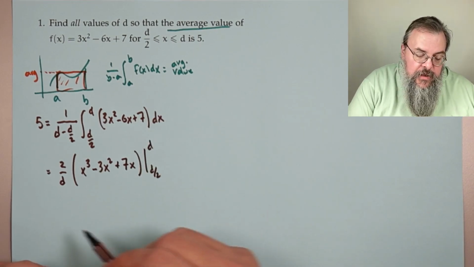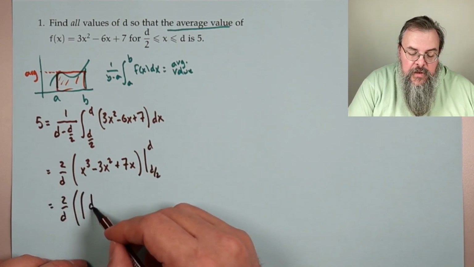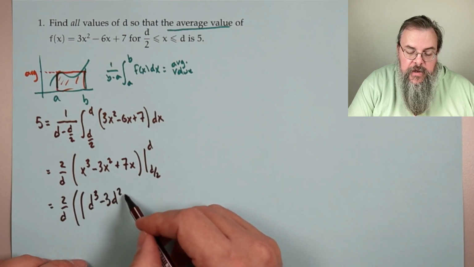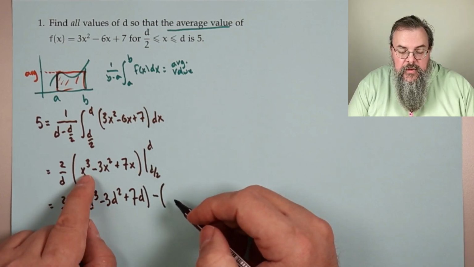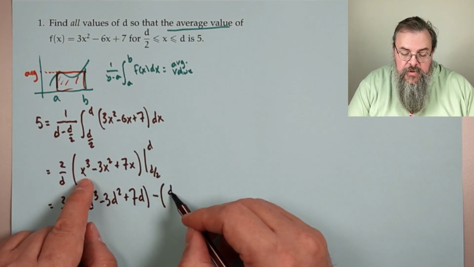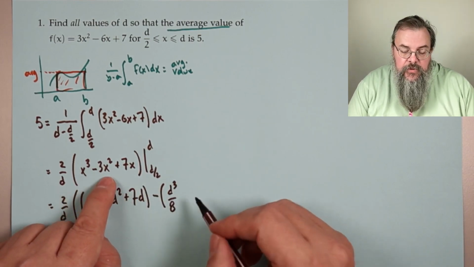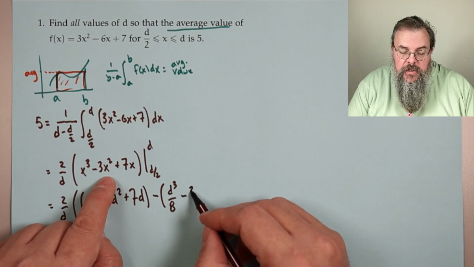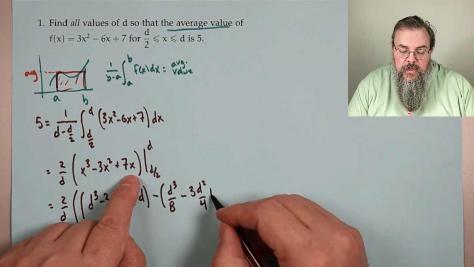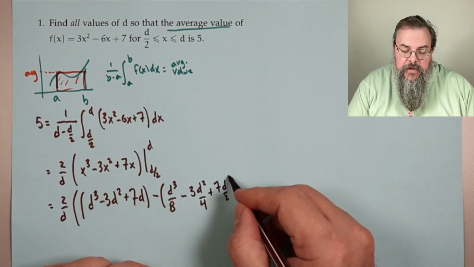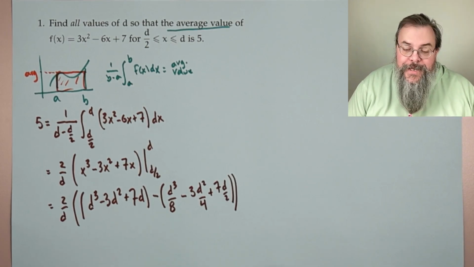This becomes 2 over d times d cubed minus 3d squared plus 7d, subtract d over 2 cubed, which becomes d cubed over 8. So we have to cube the 2. D over 2 squared becomes d squared over 4, and d over 2 will be d over 2. Okay, that's not so bad. Well, let's work on combining.